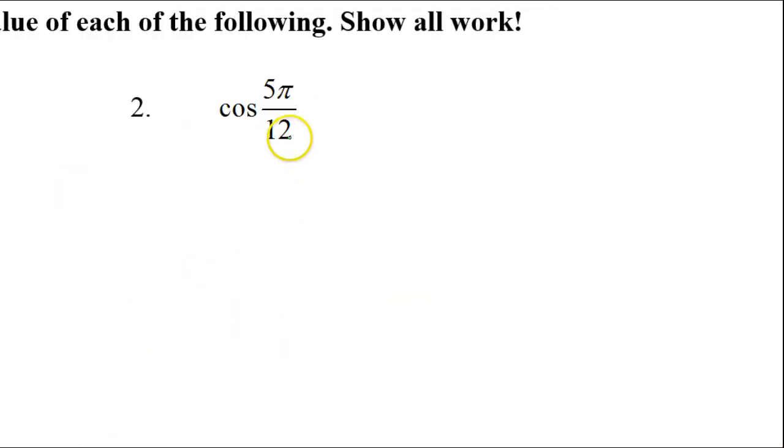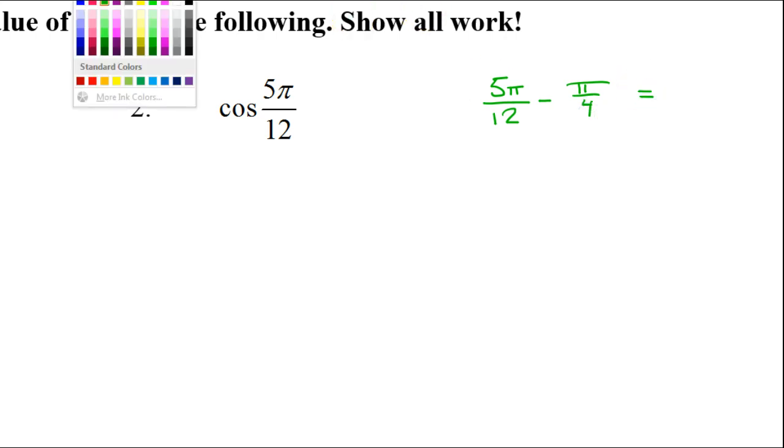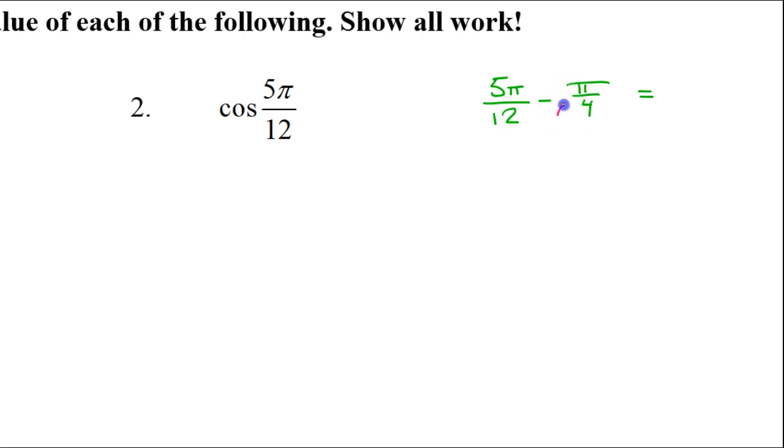Now, problem number 2 is already in radians, so that's great. So, to figure out how to split this up into special angles, I'm going to use my subtraction strategy. So, if I take 5 pi over 12, and for example, I subtract pi over 4, I will be very interested to see what I will get. Again, to make a denominator of 12, I would need to multiply by 3. Okay, so 5 pi over 12 minus 3 pi over 12 would be 2 pi over 12, which means that 5 pi over 12 minus pi over 4 equals pi over 6, because this reduces down to pi over 6.